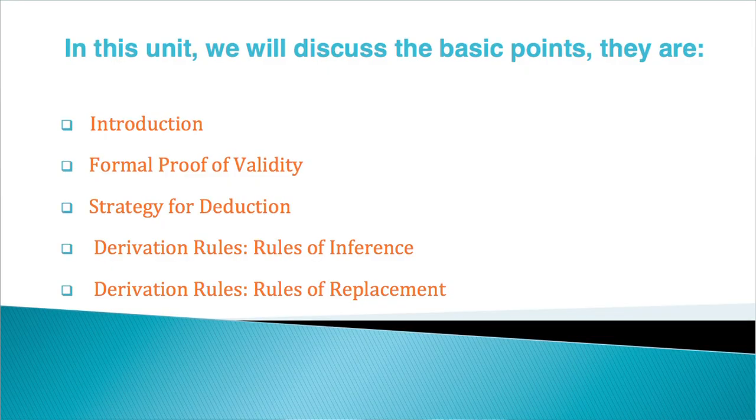Dear learners, today I will take unit number 6 of the second semester philosophy, that is Logic 2. The unit name is Formal Proof of Validity. Dear learners, in this unit we will discuss the basic points. They are formal proof of validity, strategy for deduction, derivation rules, that is rules of inference, and second one, derivation rules, that is rules of replacement.